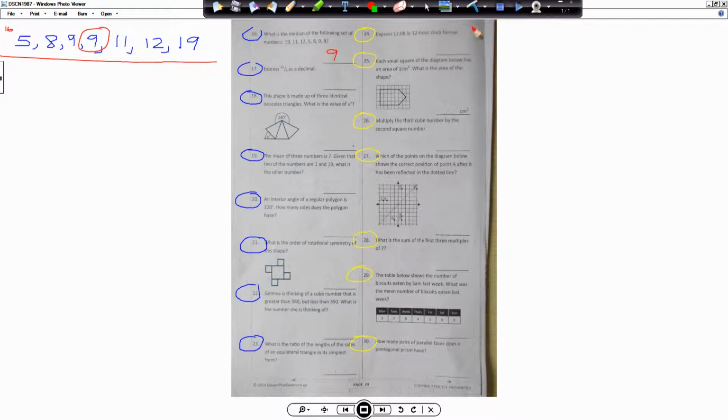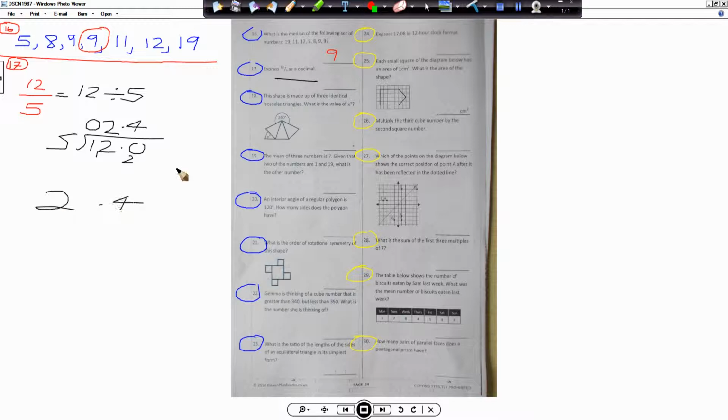Alright. To work out 12 fifths, we literally do 12 divided by 5. It's 2 remainder 2. If we do the bus stop technique, put the 5 over here and the 12 over here. How many 5s in 1? Nothing, remainder 1. How many 5s in 12? 2, remainder 2, which we extend the number. So 5s in 20 is 4. So 12 fifths as a decimal gives you a grand answer of 2.4.